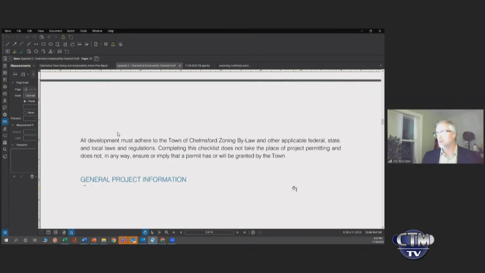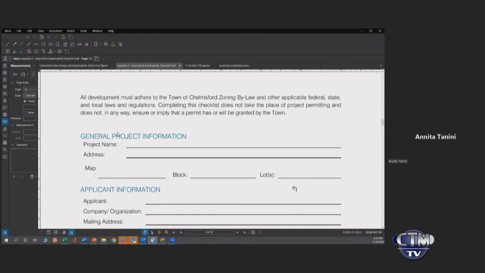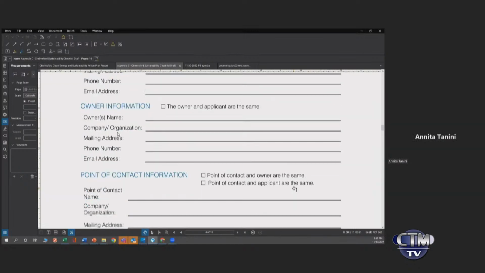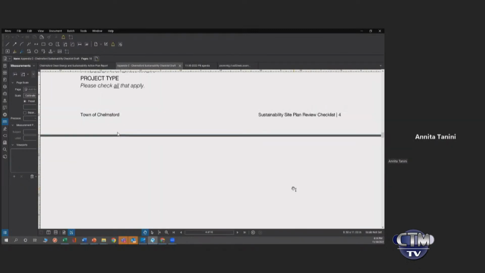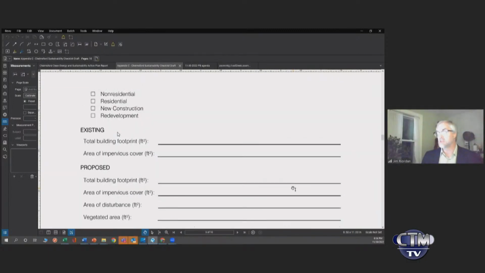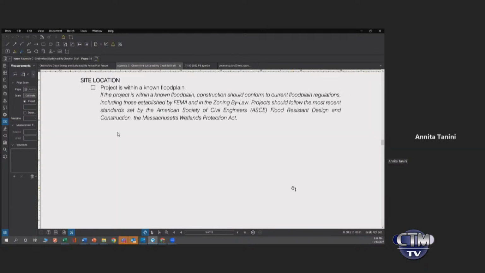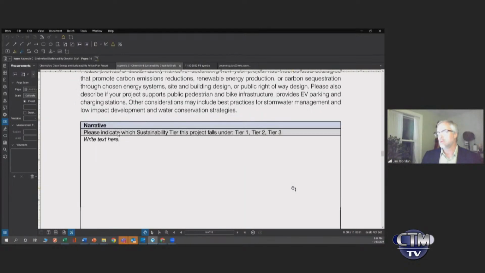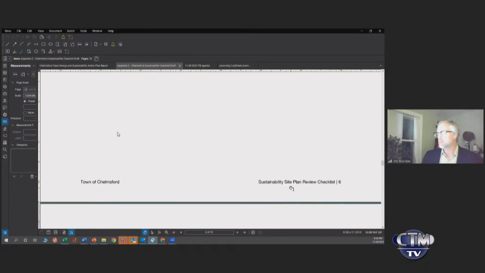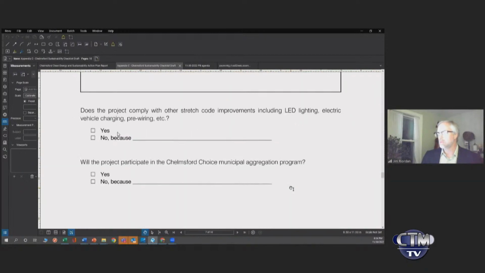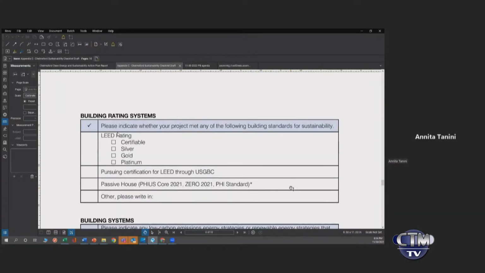And then in the checklist itself, the applicant is required to put the name of the project, the address, where it's located, applicant information, owner information, point of contact, etc. And that's basically it. And there's the list of the types of proposed strategies that they might be including, which have to do with things like site location. They provide you with a narrative that explains how the project fits under one or the other of the tiers. How they'll implement the stretch energy code. And then the sorts of strategies that they'll use.